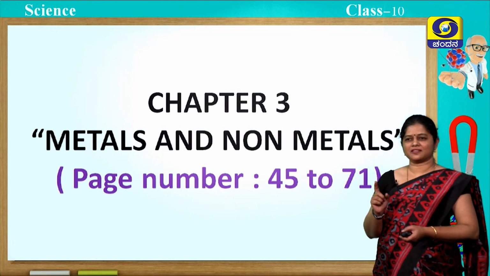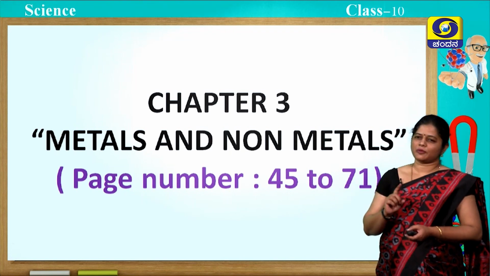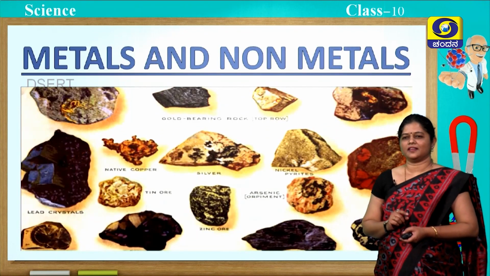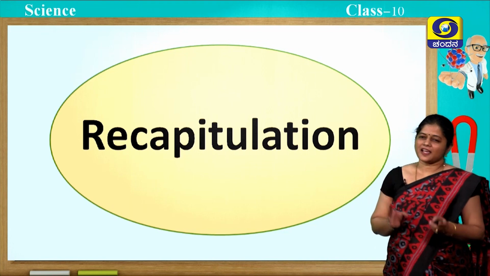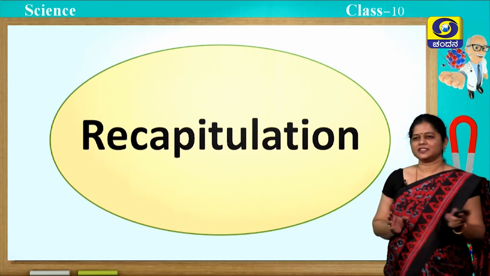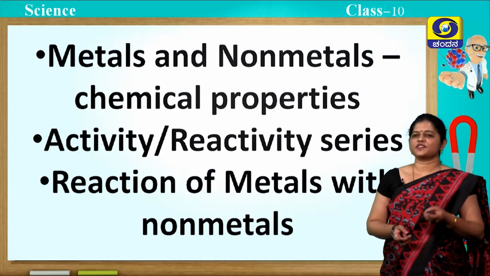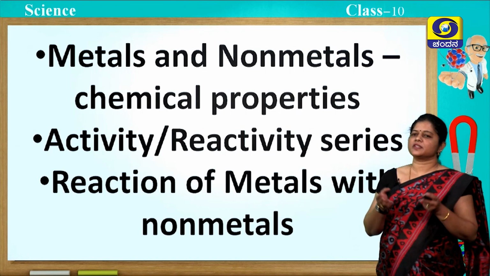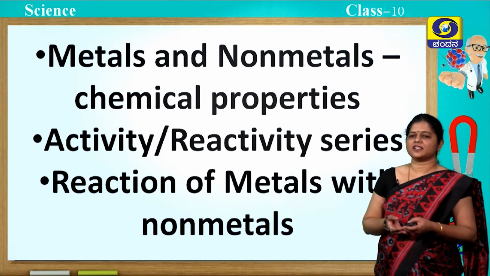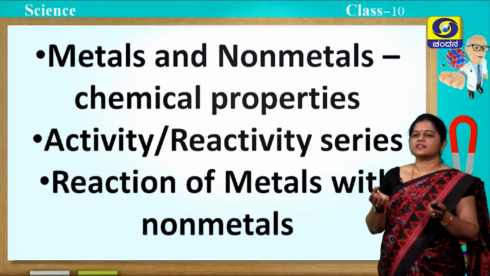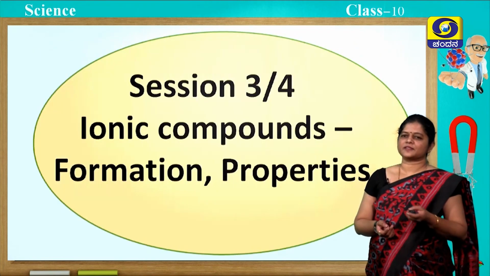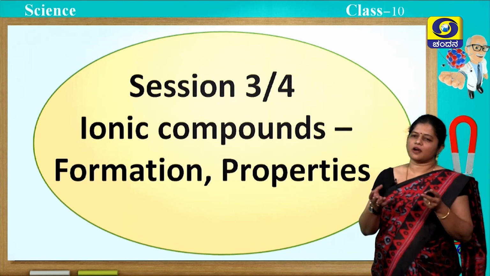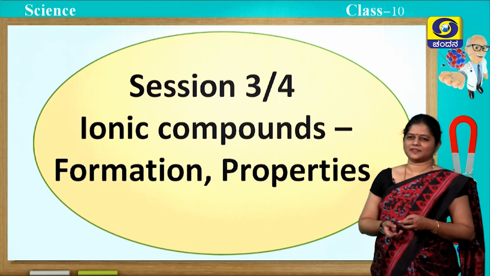In the previous two classes you have learnt a lot about the properties of metals and non-metals. Now let us have a recapitulation of what we have learnt in the second session. In the second session we learnt about the chemical properties of metals and non-metals, the activity and reactivity series of the metals, and the reaction of metals with non-metals. And in this session we will learn about ionic compounds, how they are formed and their properties.